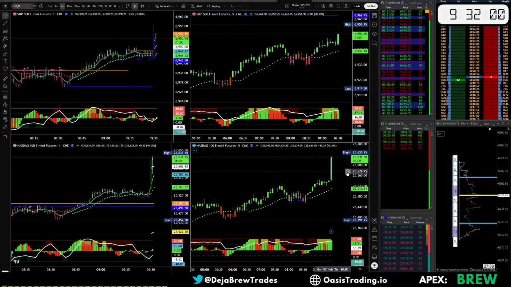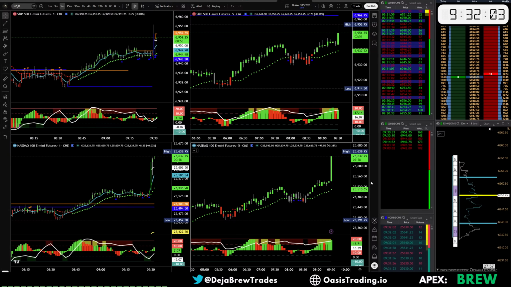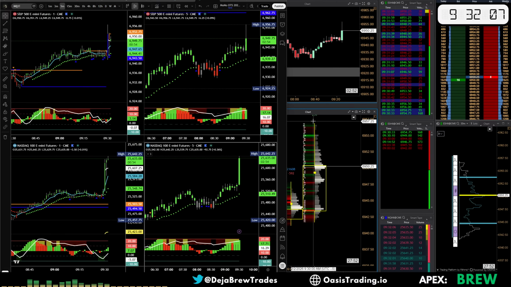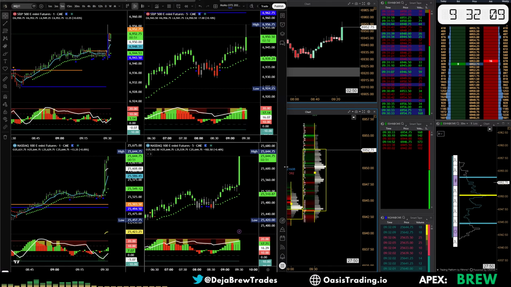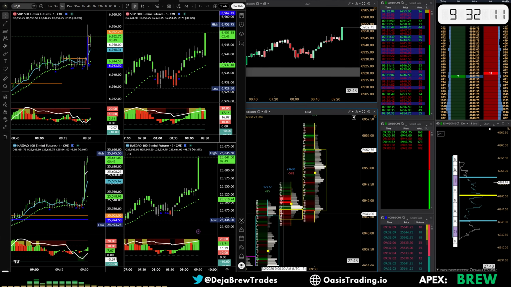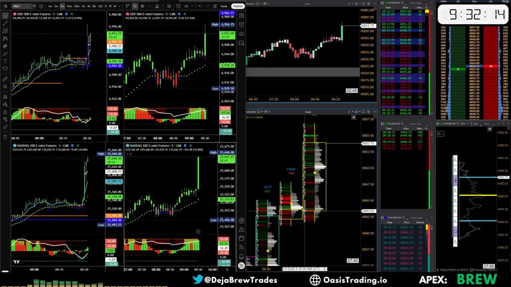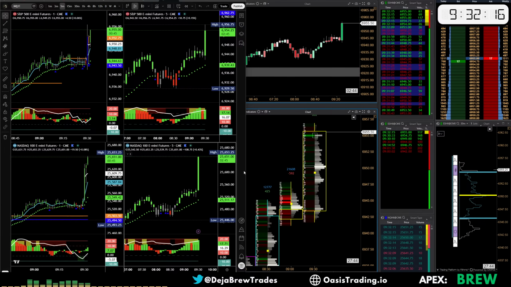Oh, sorry, I was muted. I was saying that there wasn't a lot of trapped delta on that high there. It was a pretty obvious fall off in volume. There is a lot of volume acting like support on that node around 44.